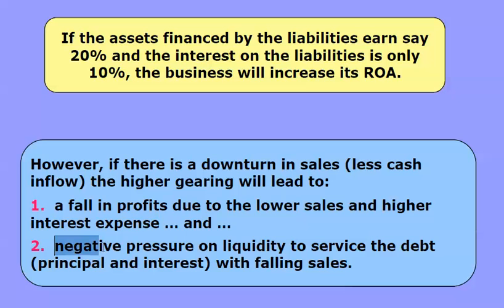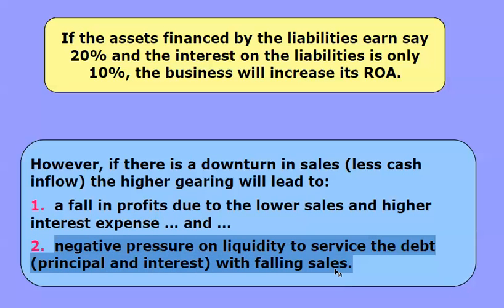And perhaps even more important is this negative pressure on liquidity. The business has to pay the debt and the interest, and if sales are falling, that's going to put a lot of pressure on the business to meet its normal cash commitments, including the commitments on the debt and on the interest. So higher gearing has a higher risk. If things go poorly, if sales decline, it's going to lead to a fall in profits, not only because of the sales, but because of the higher interest expense. And of course, repayment of the debt with interest is going to have an impact on the business's cash situation, its liquidity.